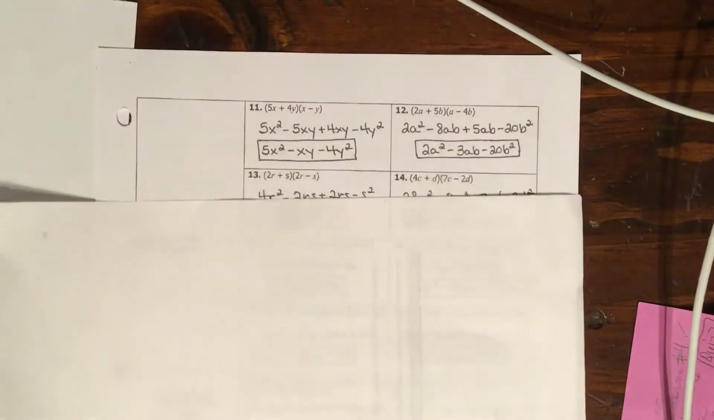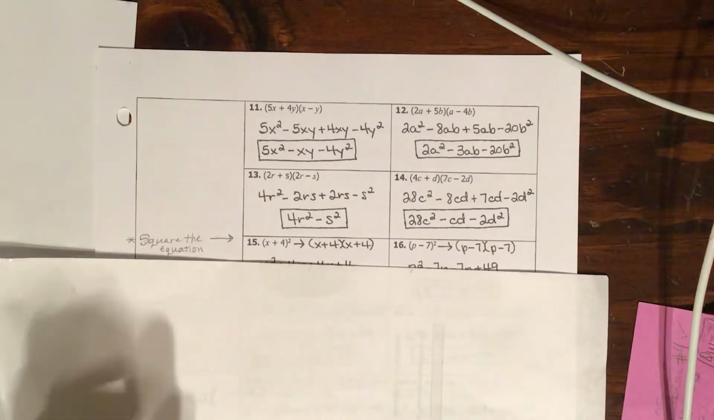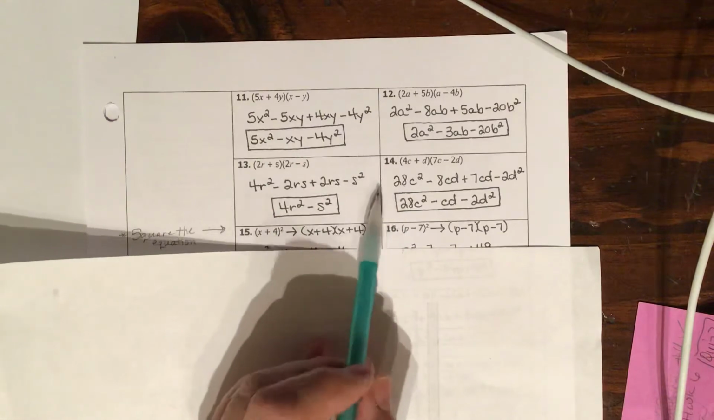Let's see, and none of these get harder. These are all about the same. Let's look at number 15. Numbers 11, 12, 13, and 14 are the same as the other ones.